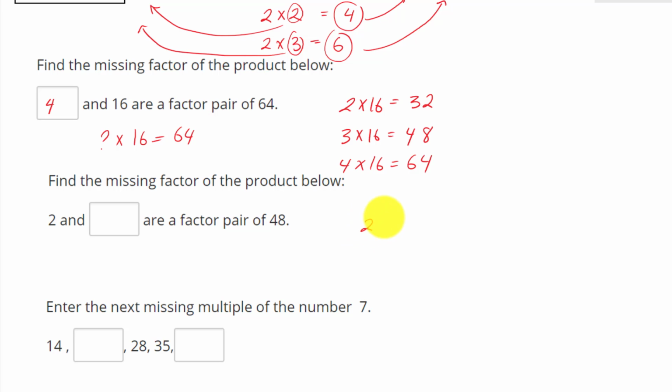Well, we know that 2 times 20 is equal to 40. 2 times 22 is equal to 44. Well, we need to make it a little bit higher. So what about 2 times 24 is equal to 48? So our answer is 24, because 2 times 24 is equal to 48.